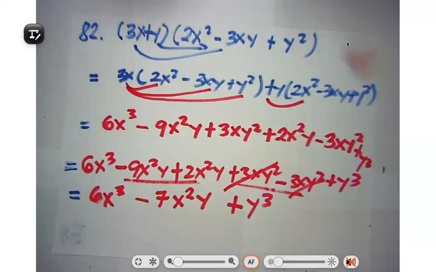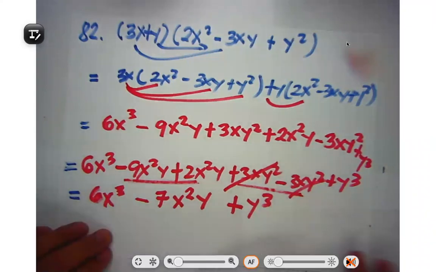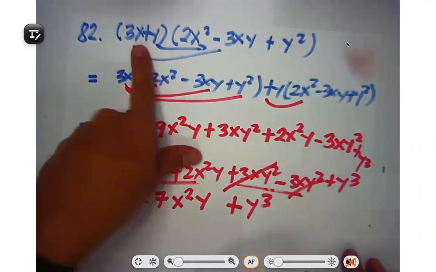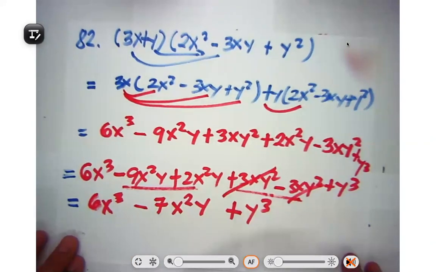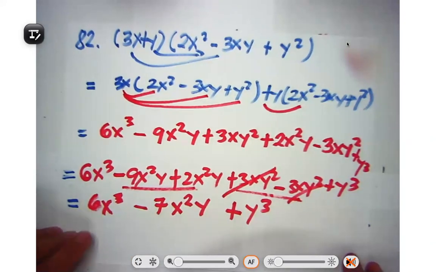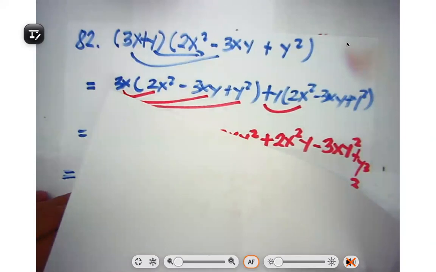Let's have our last method of multiplying polynomials. We can multiply polynomials using this method. It's still distributive property. The next method is another form of multiplying polynomials, and it's still using distributive property, but it's done in a different way.